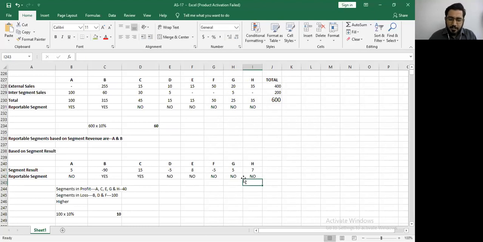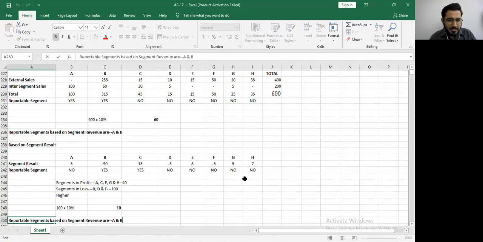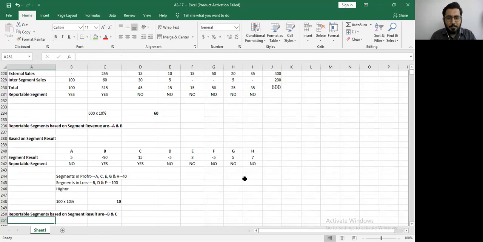So finally, based on segment result, your reportable segments are B and C. Are you understanding?